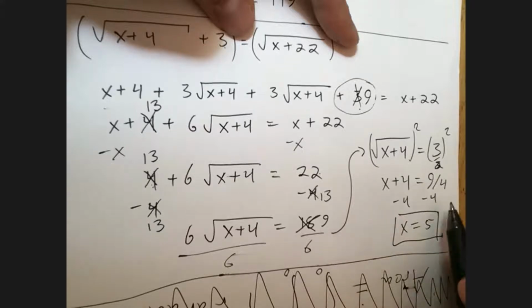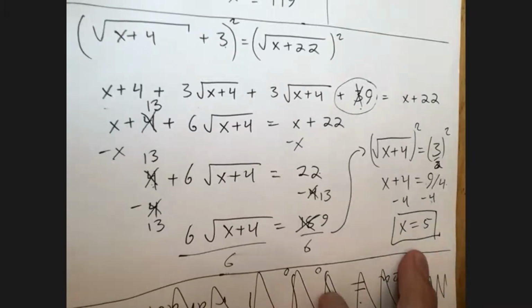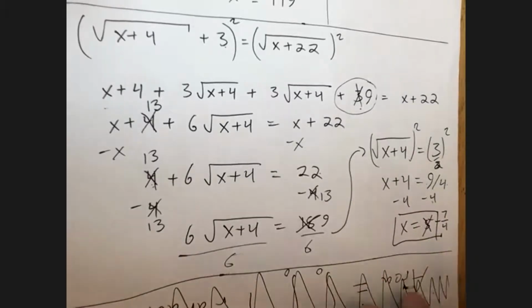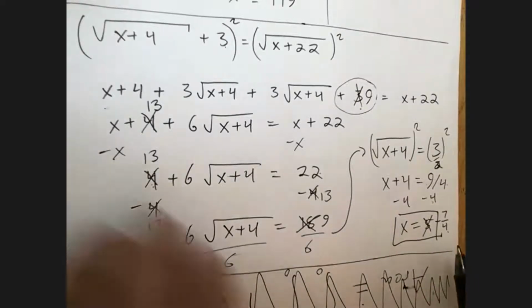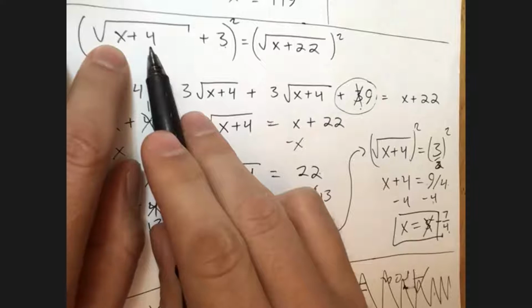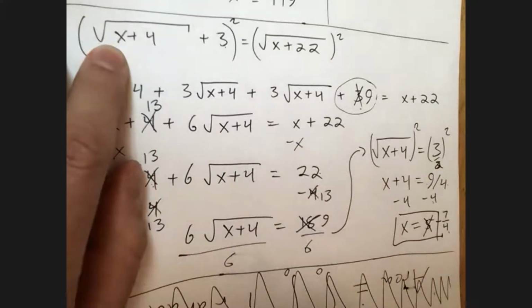Okay. So 9/4 minus 4, what's that? Well, let's see. 4 is 16/4. So 9/4 minus 16/4 is negative 7/4. Right. So let's see if that one works in here. If I took negative 7/4 and added 4, I would have, well, remember 4 is 16/4. So 16/4 minus 7/4 is 9/4.